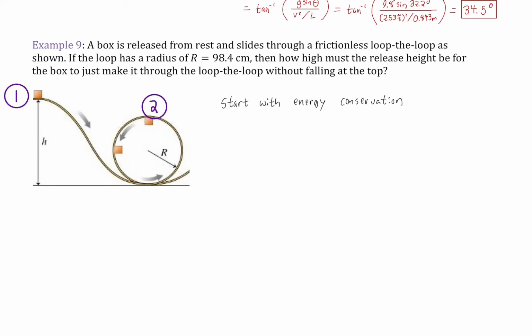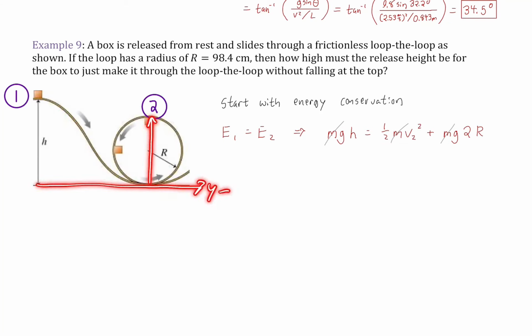So we're going to start with energy conservation between points 1 and 2. E1 equals E2. E1 is entirely gravitational potential because it was released from rest. By the time it gets to 2, it's got both forms of energy. It's got kinetic energy and it's got potential because it's 2r off of 0, because the 0 points down here, y equals 0. And 2r is less than h. This is somewhat drawn to scale.